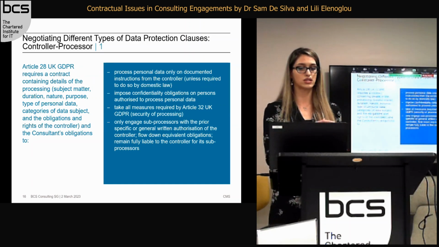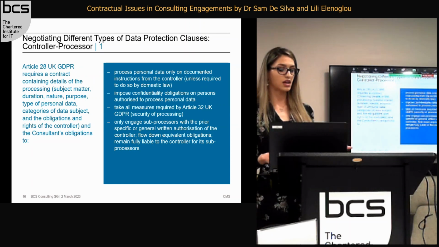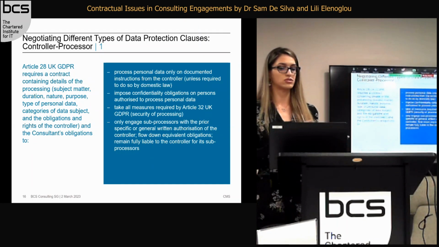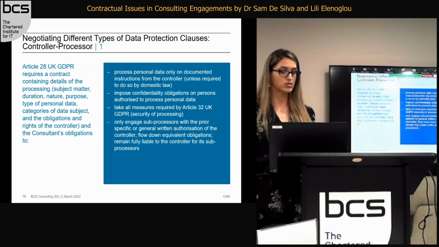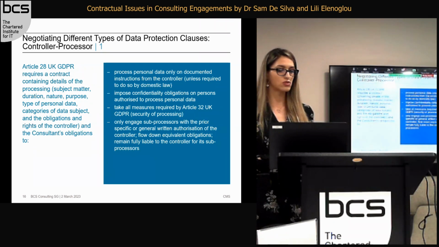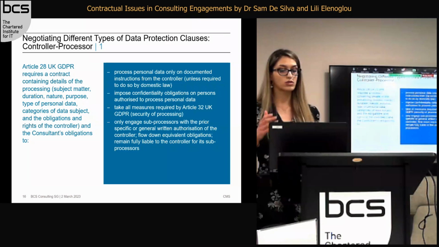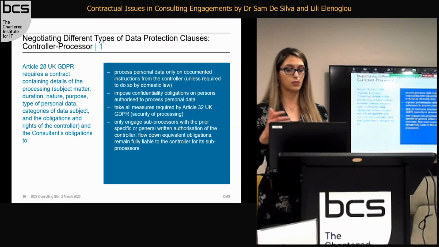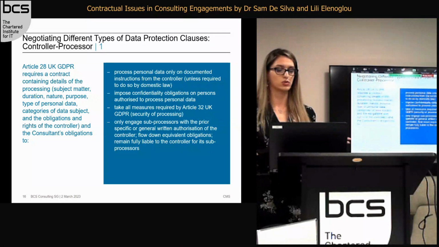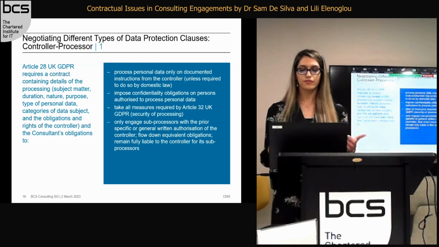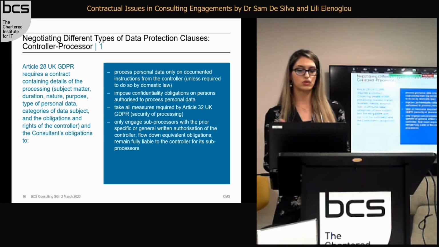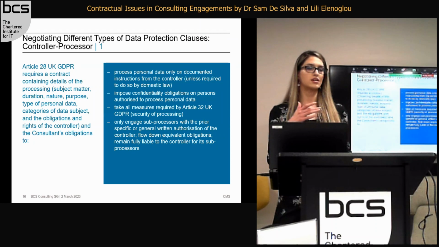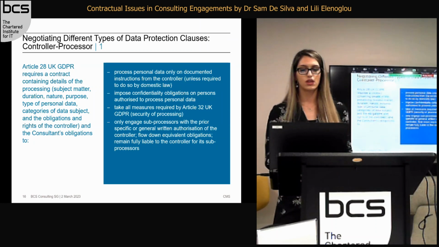First of all, the contract has to contain details of the processing, including subject matter, duration, nature, purpose, types of personal data, categories of individuals, and the obligations and rights of the controller. And then we have a whole host of provisions about the consultant's obligations when the consultant, again, is a processor. So this means processing personal data only on the documented instructions from the controller, unless the consultant is required to do so by domestic law, in which case sometimes we need to notify the controller.